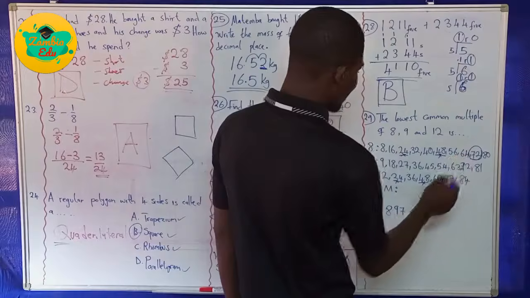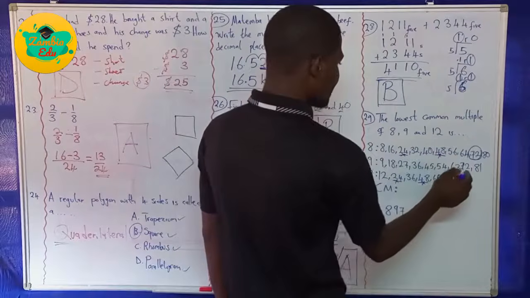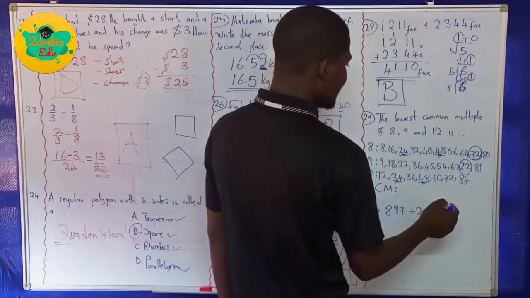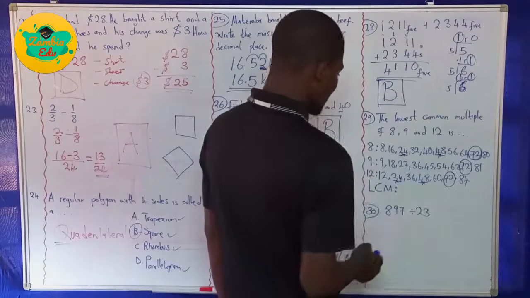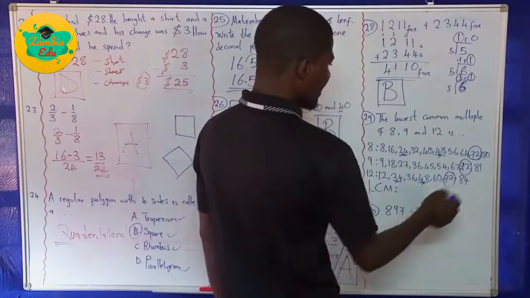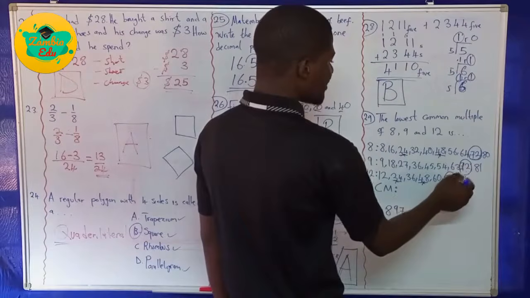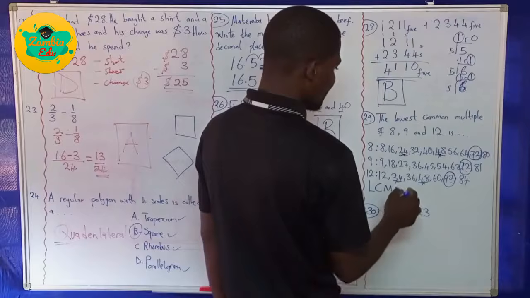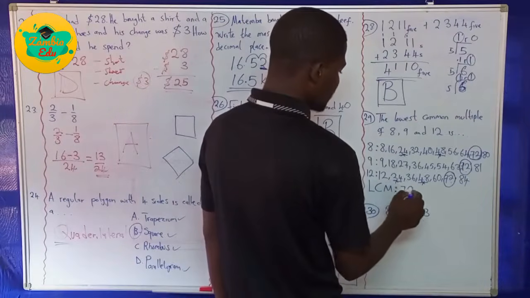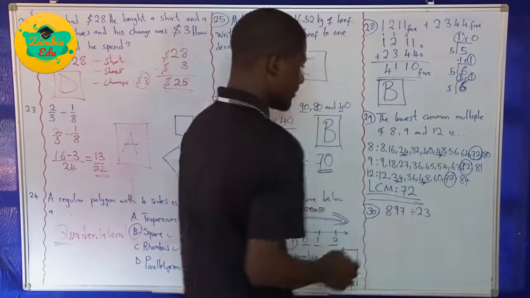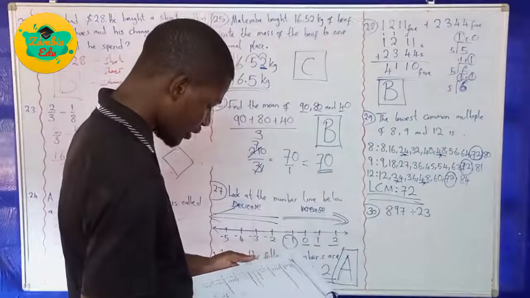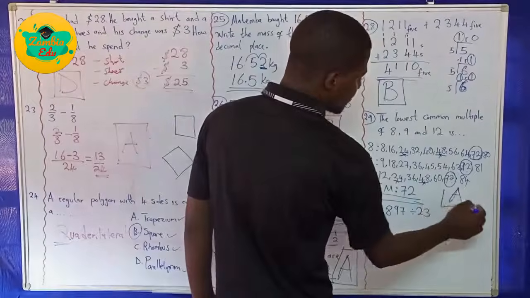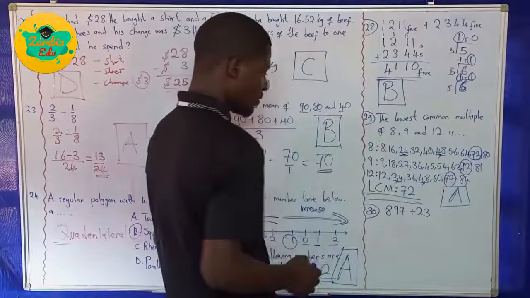So 72 appears as a multiple of 8. 72 appears as a multiple of 9. 72 appears as a multiple of 12. And that is the lowest multiple which is common among all the three values we are considering. Therefore, 72 is our LCM. And 72 was represented as option A. So the answer was A.